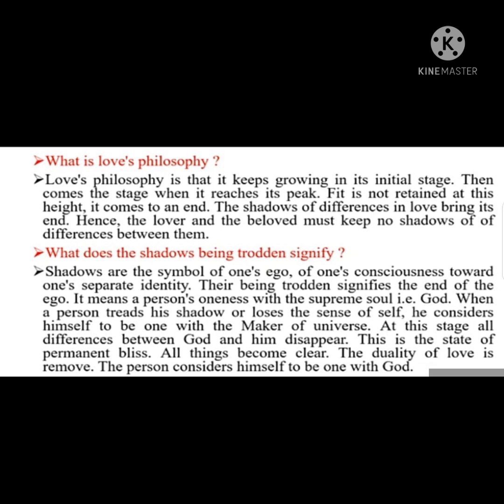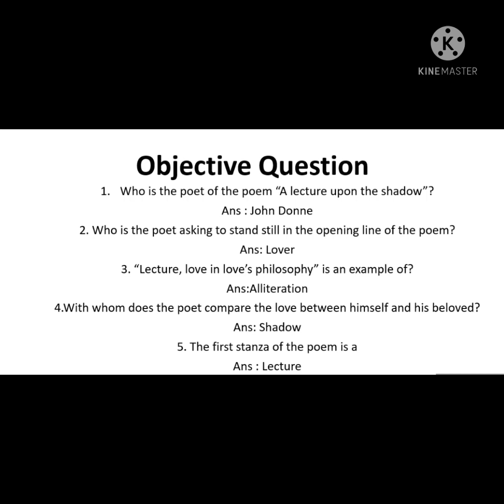Now, the last question. What does the shadows being trodden signify? Shadows are the symbol of one's ego, of one's consciousness towards ego, one's separate identity. Their being trodden signifies the end of the ego. It means a person's oneness with the supreme soul, that is God. When a person treads his shadow or loses the sense of self, he considers himself to be one with the maker of the universe. At this stage, all differences between God and him end in a state of permanent bliss. All things become clear. The duality of love is removed. The person considers himself to be one with God.